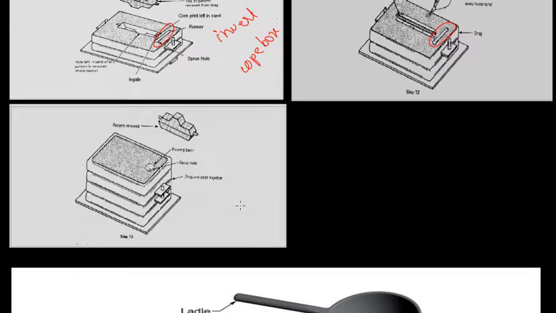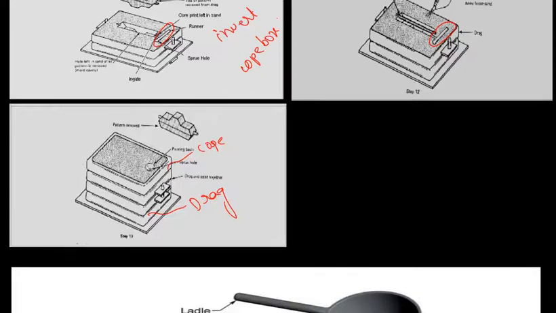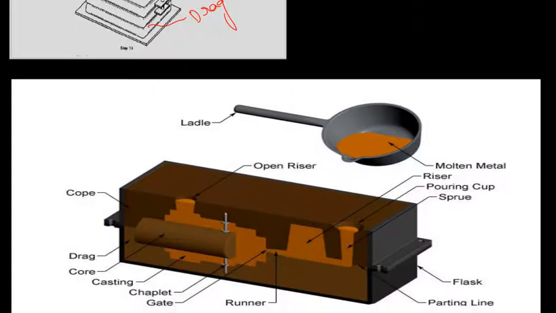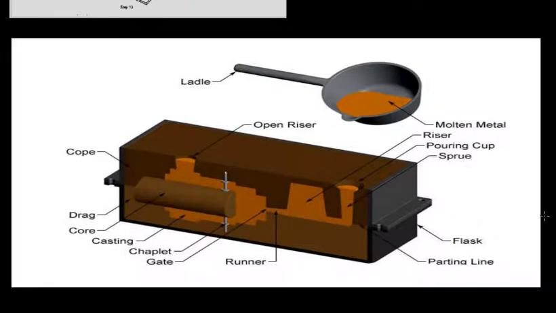After that, again both cope and drag are clamped to each other. The molten metal is poured in the pouring basin. After solidification, the mold is broken as usual. I have given you a 3D diagram of sand casting. By the way, some vent holes are also provided. These are vent holes on the sand.